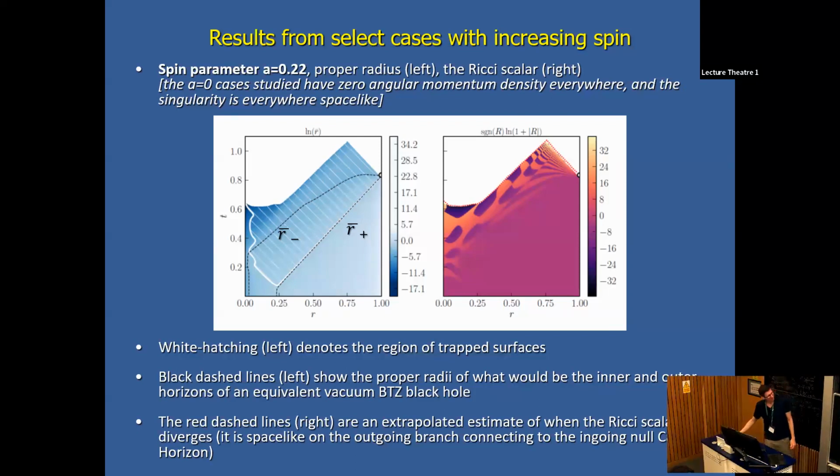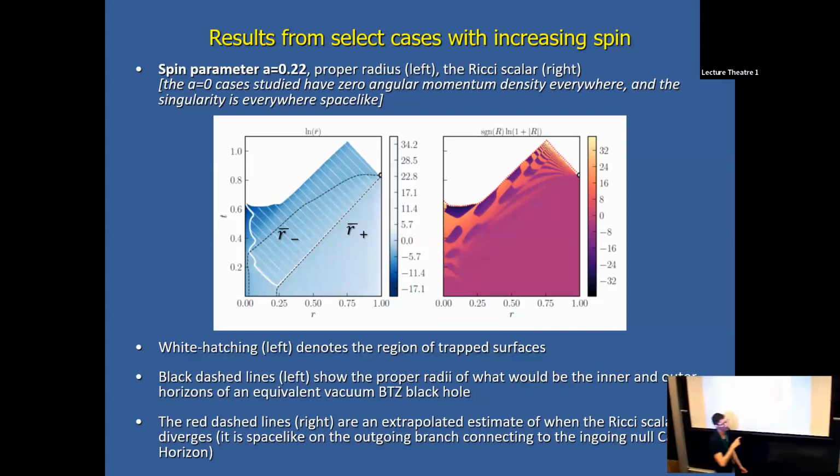That's lucky. Okay. So the first thing I want to do is look at what happens now as we increase the spin. Can I just ask, the different colors, right? There seem to be oscillations in the Kretschmann scalar near the space-like singularity. Yeah. And they're growing in frequency.